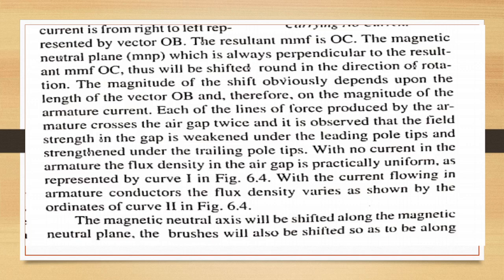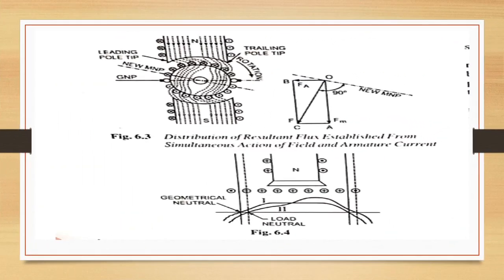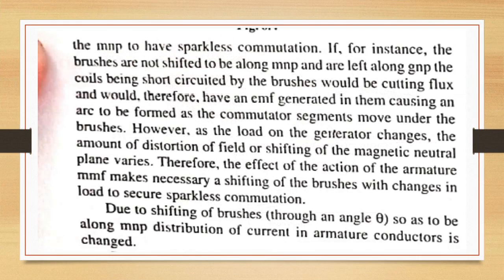Whenever there is no current in the armature, flux density in the air gap is practically uniform, represented by curve I. With the current flowing in the armature conductors, flux density varies. Magnetic neutral axis will be shifted along the magnetic neutral plane and brushes will also be shifted so as to be along the MNP to have sparkless commutation.